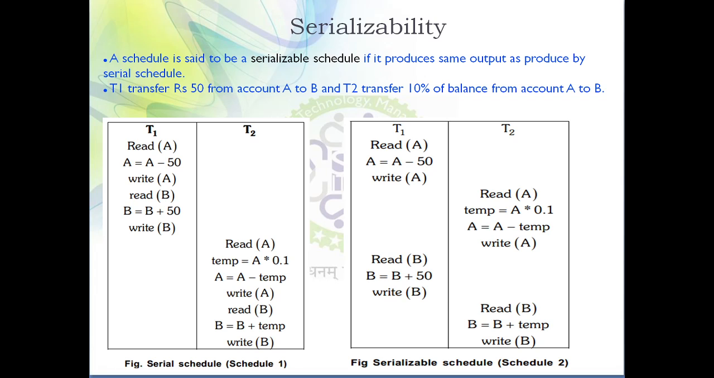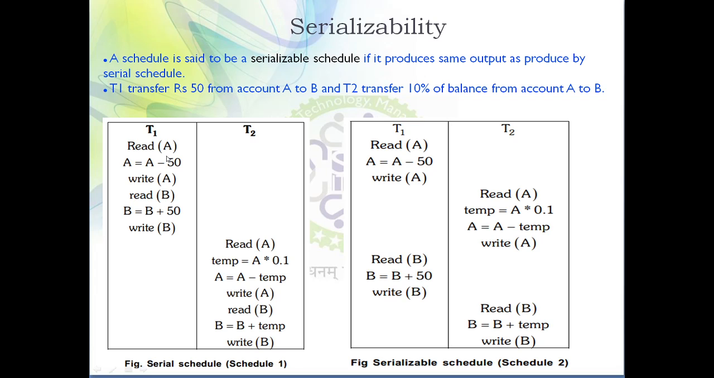This is schedule 2 that we want to check whether it is serializable or not. The condition is very simple. Suppose it produces the same output as produced by a serial schedule, then we say that schedule 2 is serializable. So let's check this. This is schedule 1, which is a serial schedule.